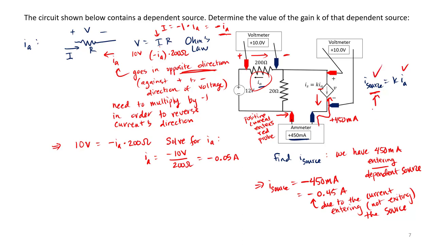So notice, now we have minus 0.45 amperes is equal to K times I sub A, which was minus 0.05 amperes. So we can solve for K. And we determine, in this case, that K is equal to negative 0.45 amperes divided by minus 0.05 amperes. That gives us 9. That is our gain.